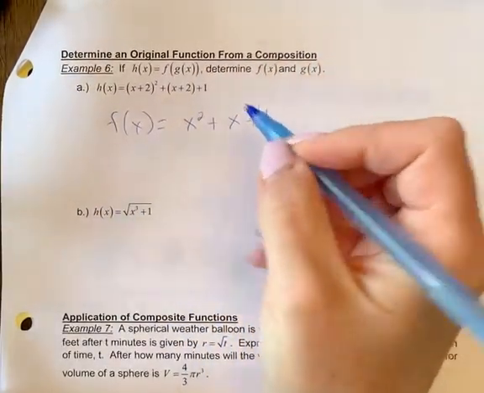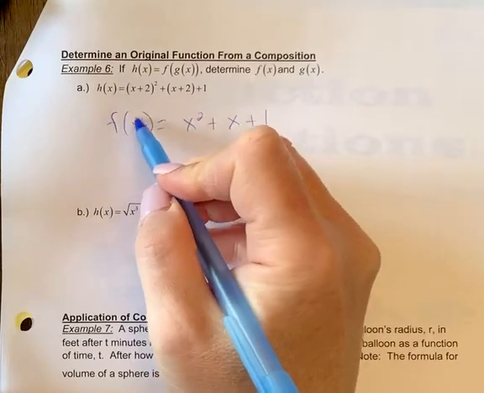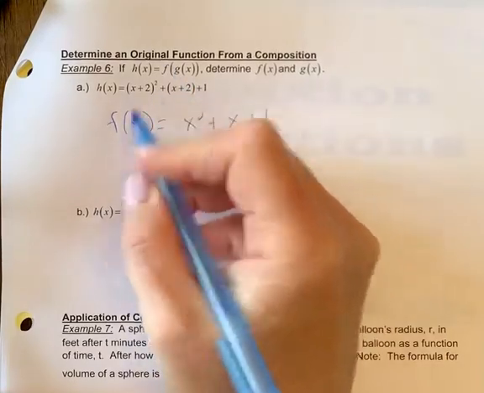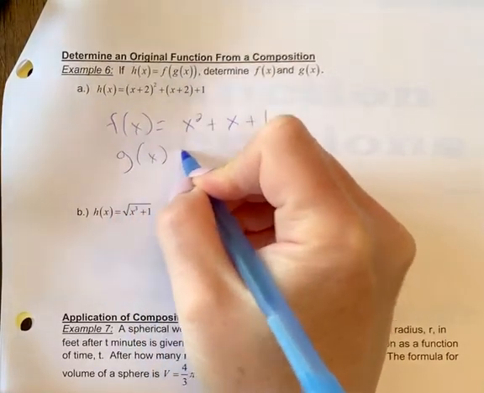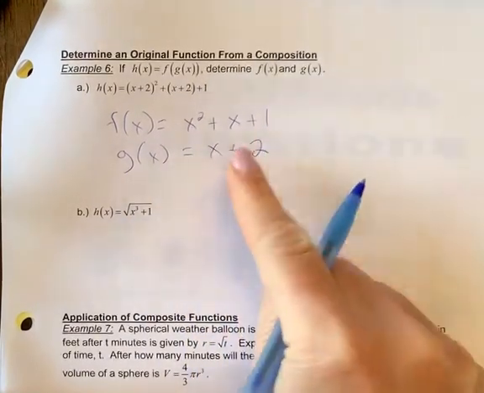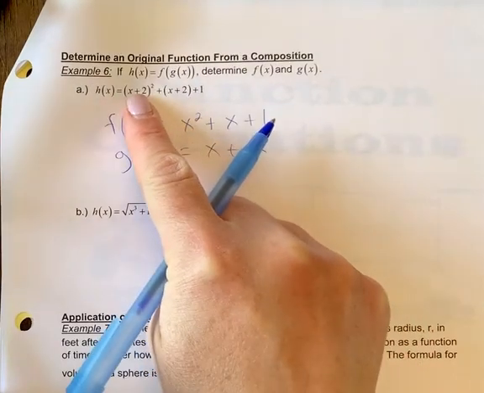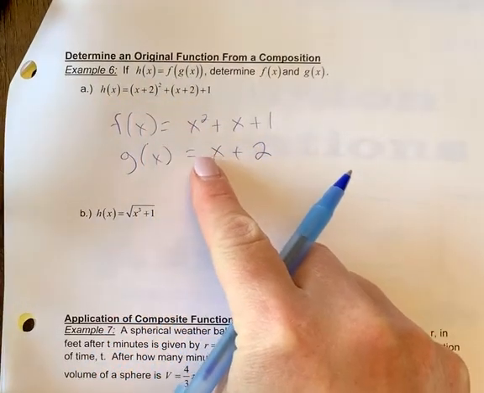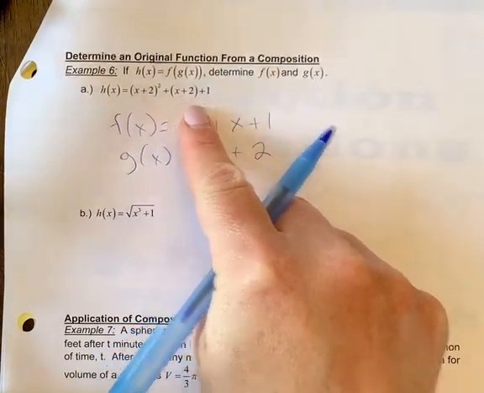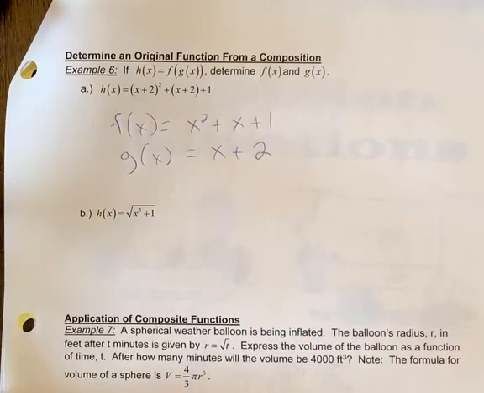And what happened is g of x was substituted in. So in place of the x, an x plus 2 was written, which would mean that g of x was x plus 2. So x plus 2 was substituted in for x squared to become x plus 2 squared, and x plus 2 was substituted in for the x. And then, of course, the plus 1 remains.